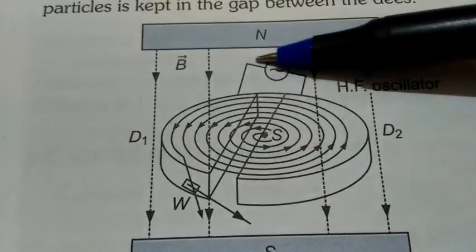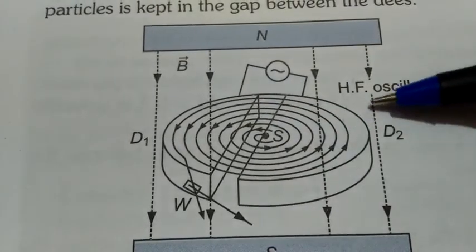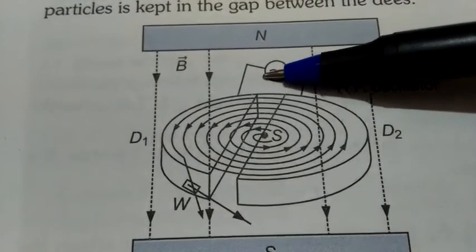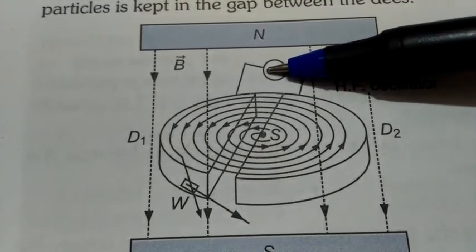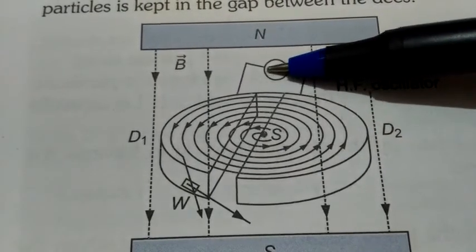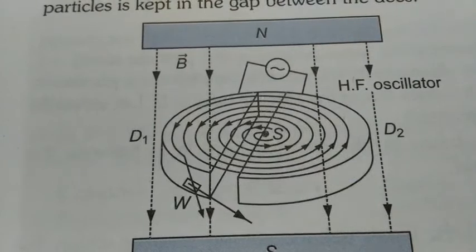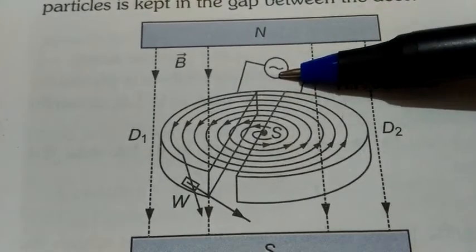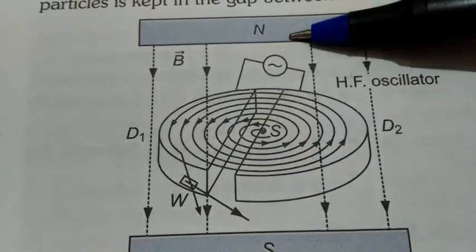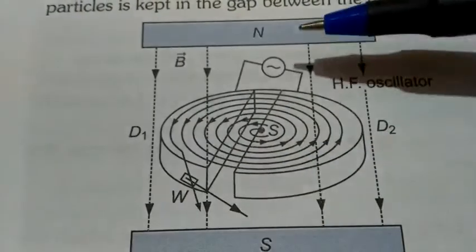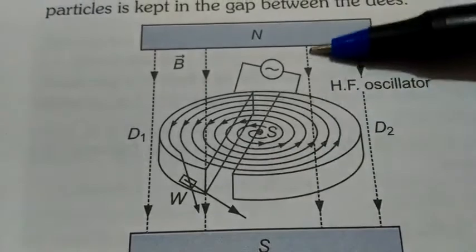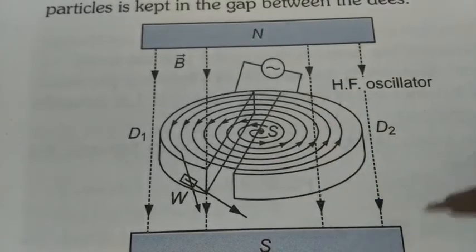These Ds are connected to a high frequency oscillator. Here you can see this sign of alternating current. This high frequency oscillator provides alternating current, that means it provides the electric field to the Ds. And this arrangement is placed between a magnet. This is the N pole and this is the S pole of the magnet. So this is the magnetic field here.